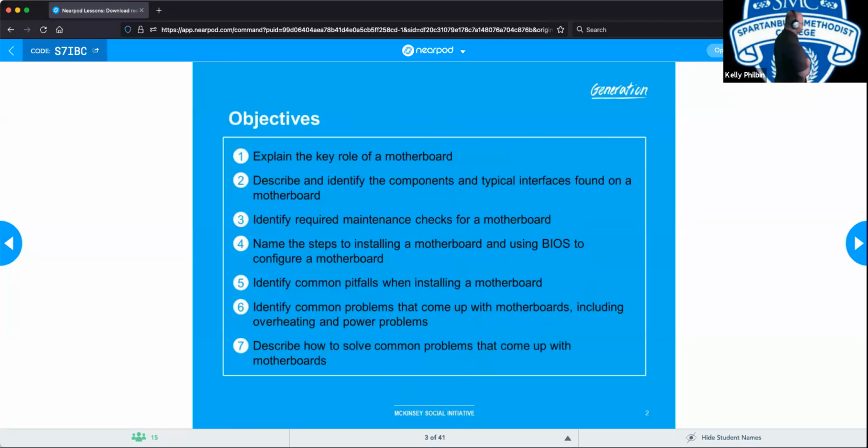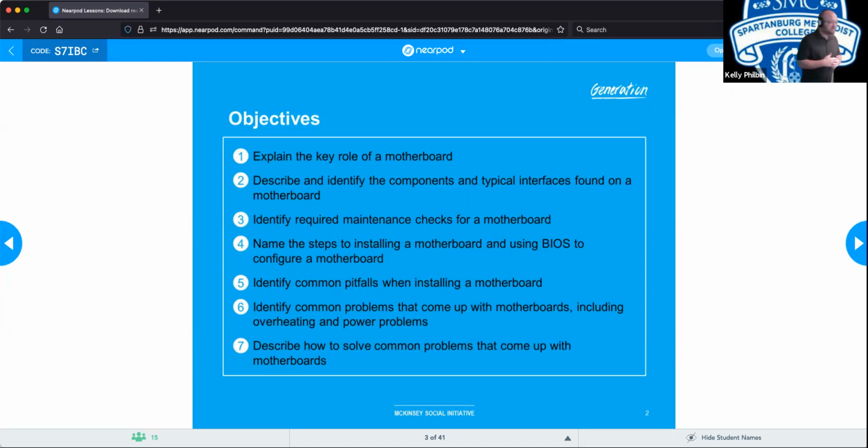Our objectives for today are to explain the main purpose or role of the motherboard, how it fits into the overall architecture, and to describe and identify key components found on there, as well as the interfaces. You'll get a better understanding of the overall geography of the motherboard and be able to point out these basic components. We touched on this very lightly yesterday. We're going to get a lot more specific today and give you a better view of it.